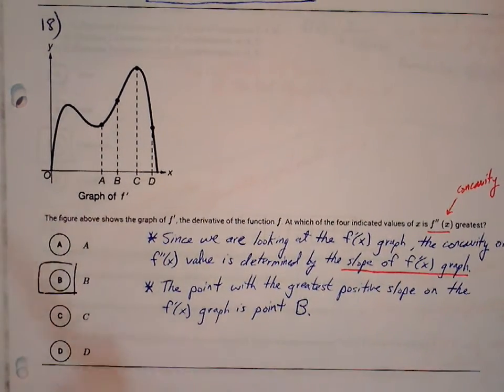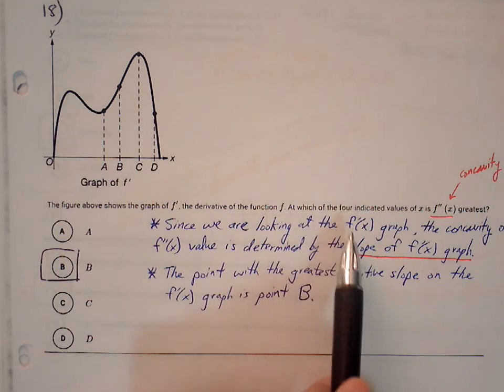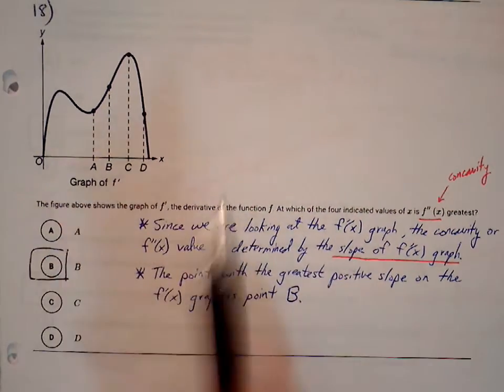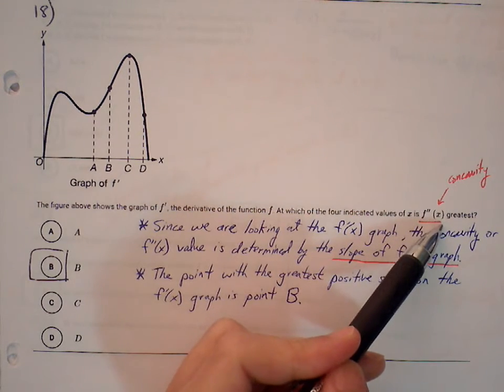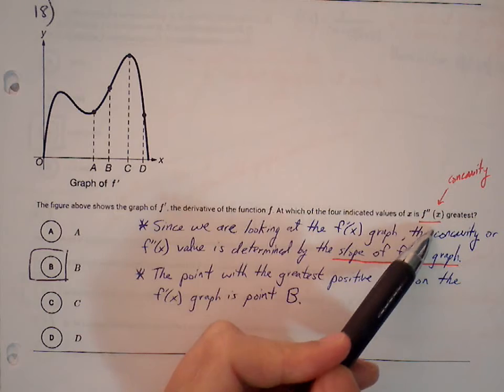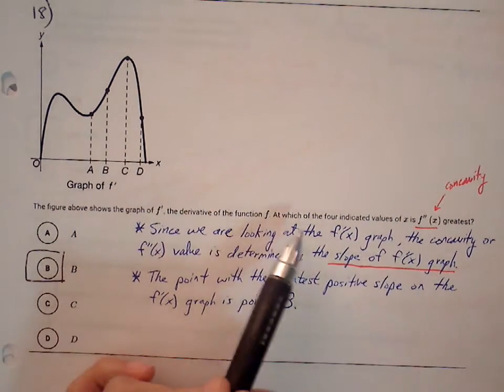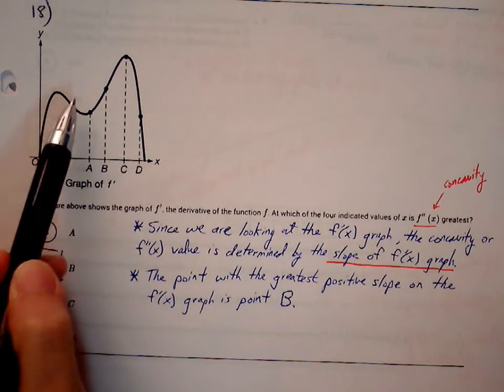Okay, for 18, the figure shows f prime, which is the derivative of the function f. At which of the 4 indicated values is f double prime the greatest? So we're asking, when is concavity going to be the greatest? So we're looking for the largest possible value of concavity. Now, remember that we're looking at the f prime graph, so the curvature is not how we interpret concavity.